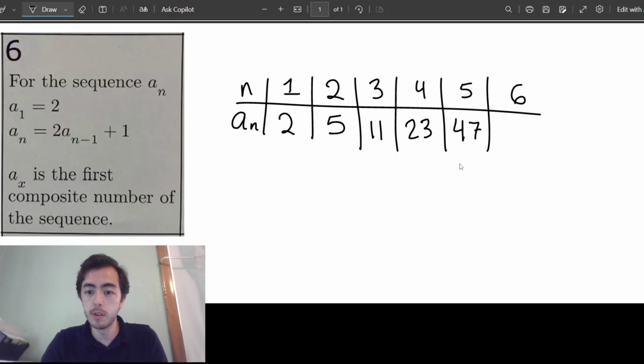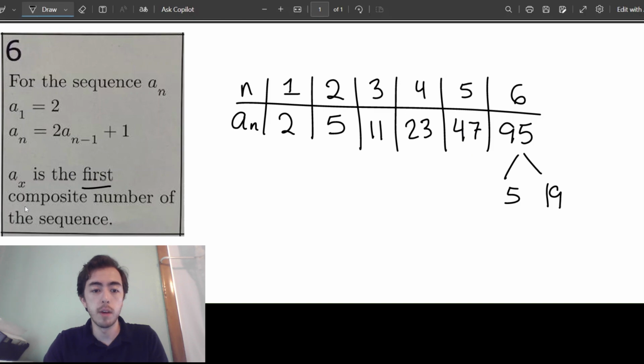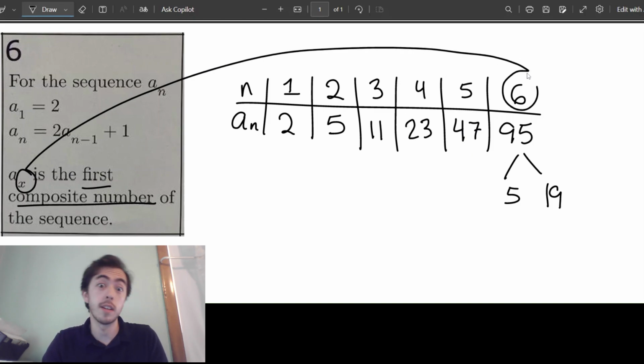And if we double 47, we're going to get 94. And then adding on the 1 gives us 95. And I can already tell it's 5 times something. I know 5 times 20 is 100, so 5 times 19 should be 95. And then now we found the first composite number of the sequence, and it's when our subscript is a 6. So x equals 6 today. That matches today's date, and we're all done.